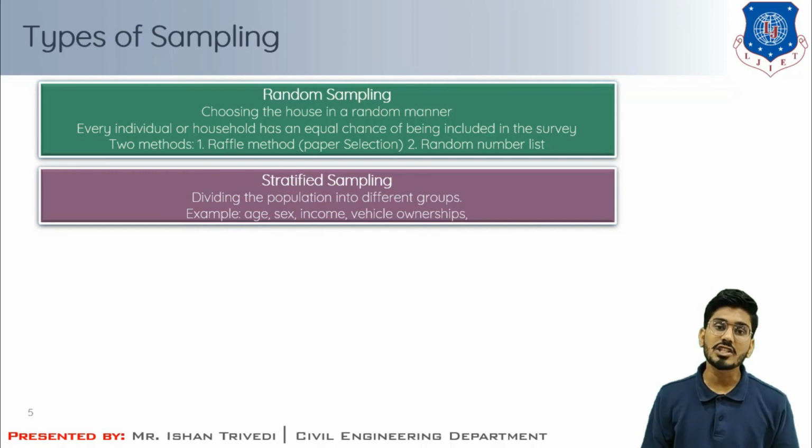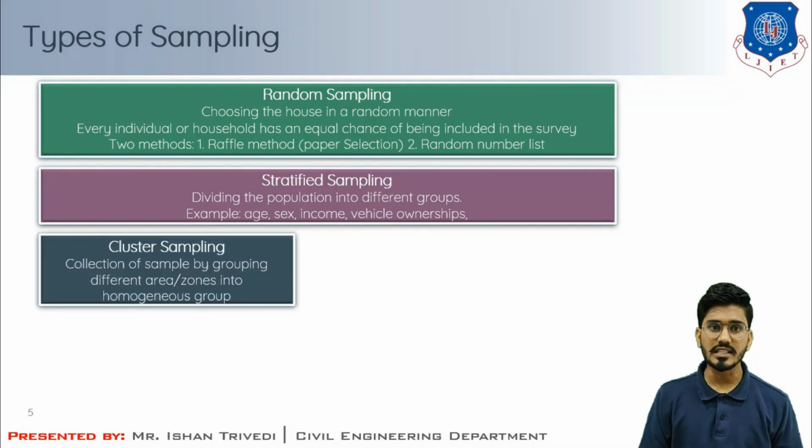For example, based on vehicle ownership, the grouping may be done: no vehicle owner, or you can say cycle owner, motorized two-wheeler owner, and car owner. So this is how I will make a group based on some specific characteristics.